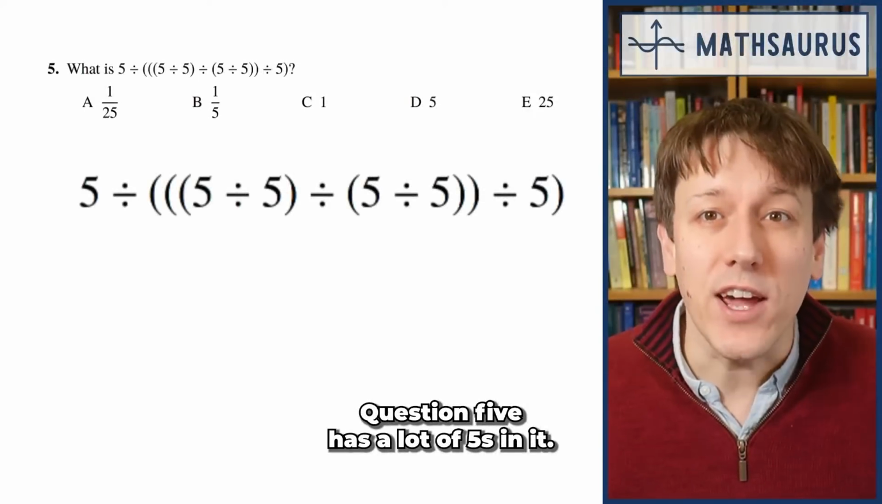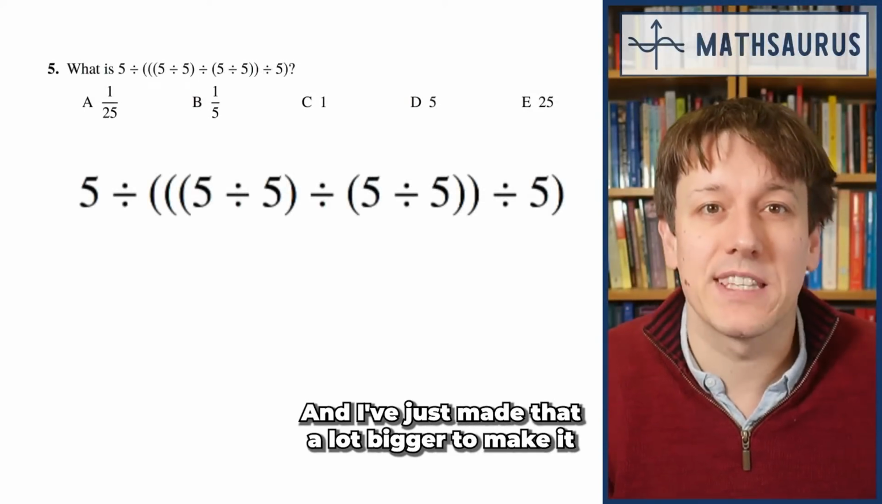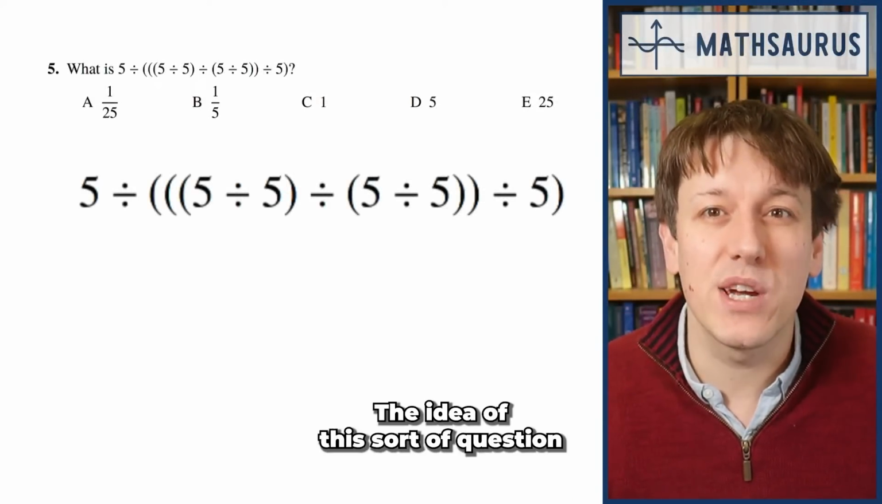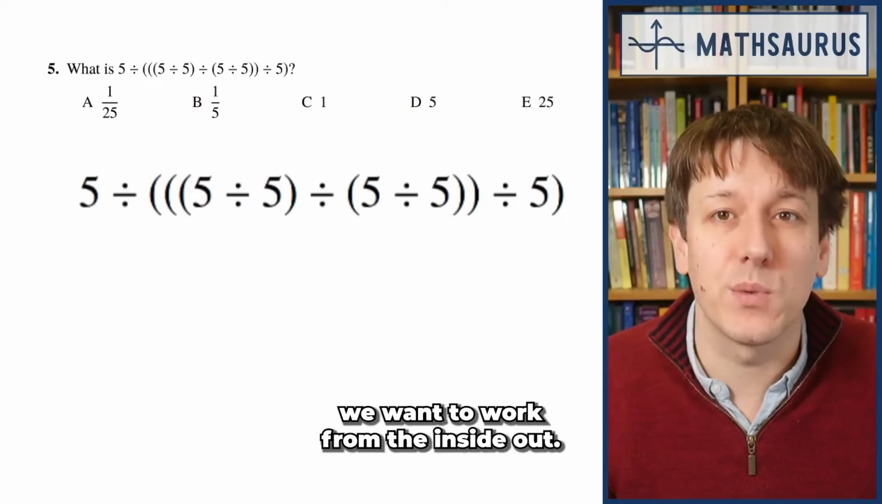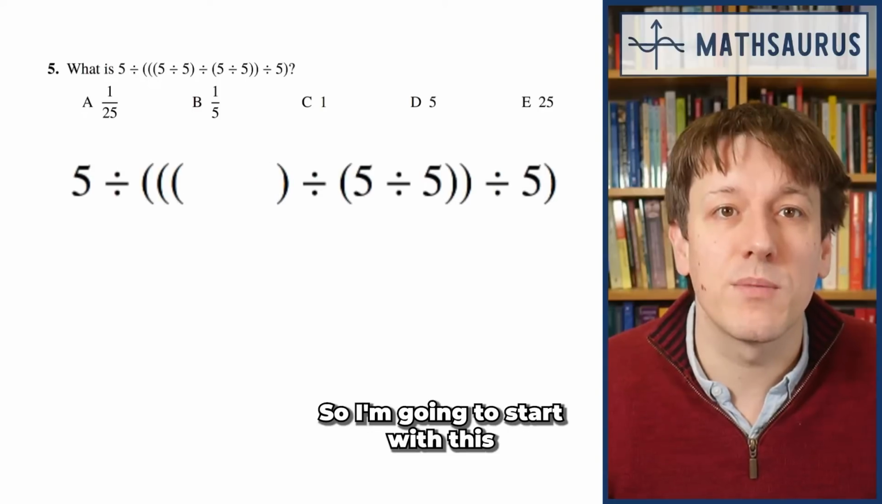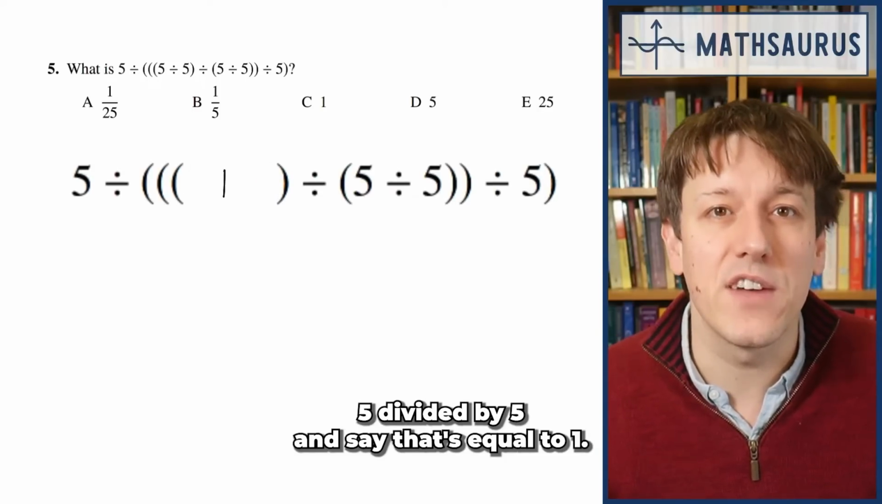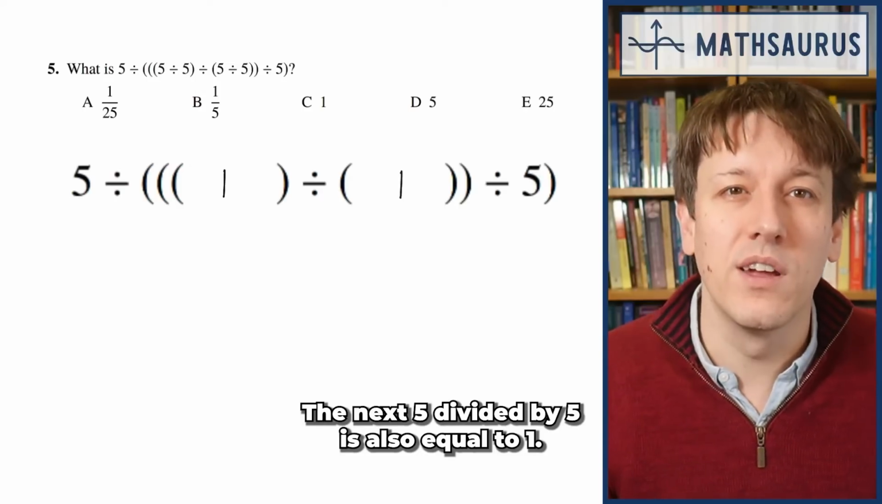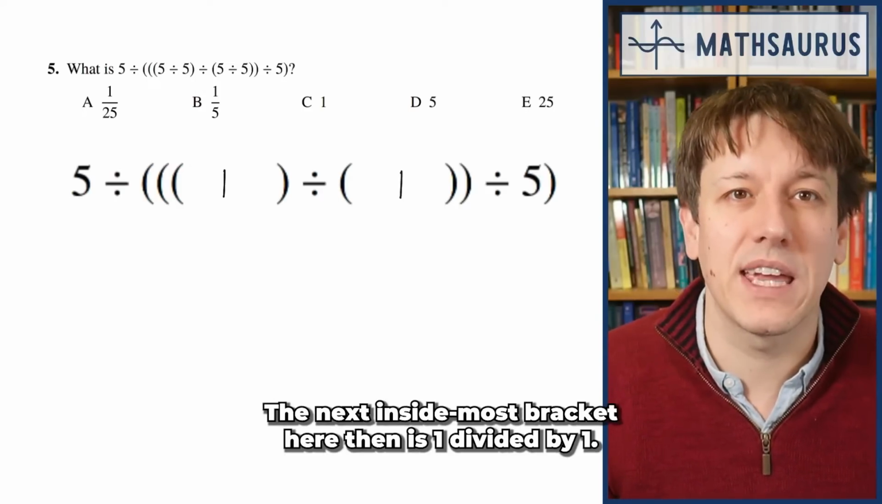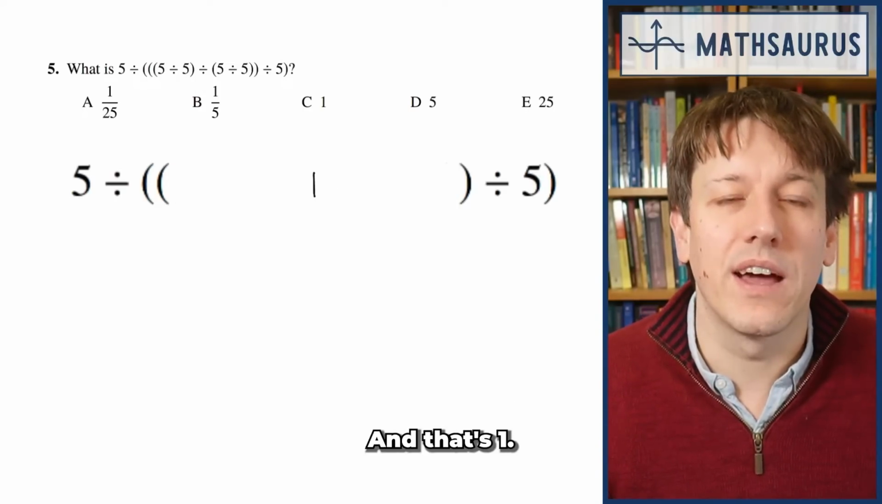Question 5 has a lot of 5s in it, and I've just made that a lot bigger to make it easier to see here. The idea of this sort of question is just to remember that when we're working with bracketed expressions, we want to work from the inside out. So I'm going to start with this 5 divided by 5 and say that's equal to 1. The next 5 divided by 5 is also equal to 1. The next innermost bracket here then is 1 divided by 1, and that's 1.